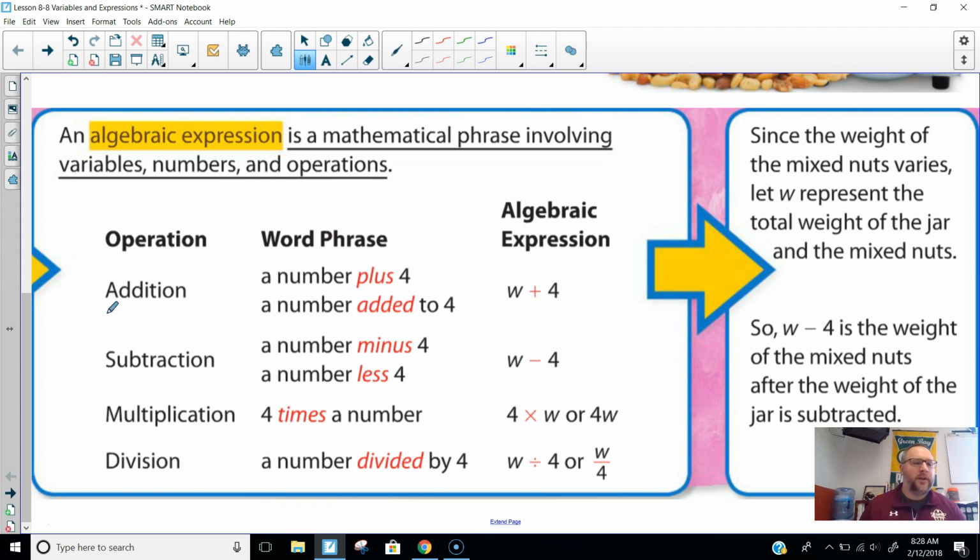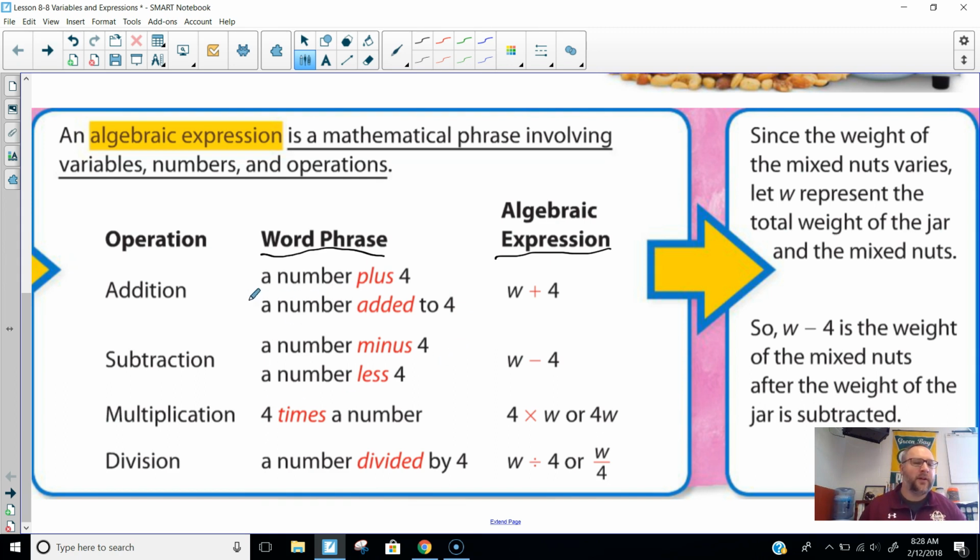The operation here, we'd have addition, a number plus 4. Now this is the word phrase, and this is what we're going to be looking at today. Word phrases and algebraic expressions. We're going to take an algebraic expression like this and turn it into a word phrase like this, or we'll be taking word phrases like these and making them into an algebraic expression like this. This table is going to be very useful for you today when you do your practice work.